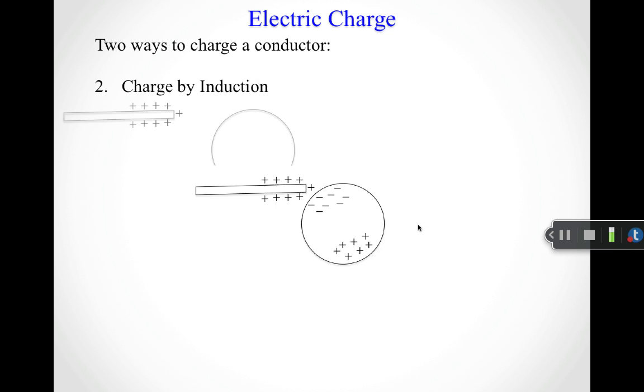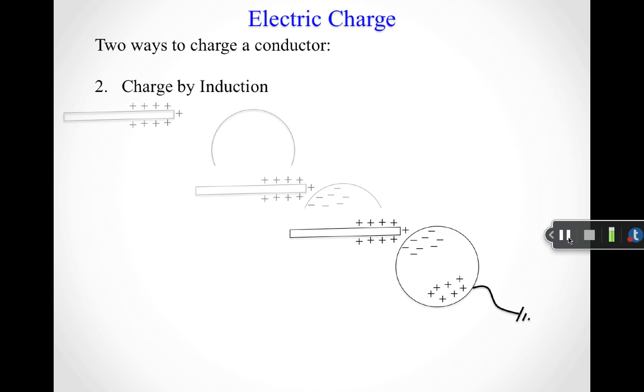The other option I've got is called charging by induction. I'll start the same way, but in this case, instead of touching my rod to my conductor, I'm going to set up my same scenario where my charges move freely in response to it. This time we're going to attach a ground to the far side. This symbol, where you see a series of lines that get smaller as you go away, is the schematic representation for a ground. What a ground does is it provides a source for electrons if you want them, or a place for electrons to go if you don't.